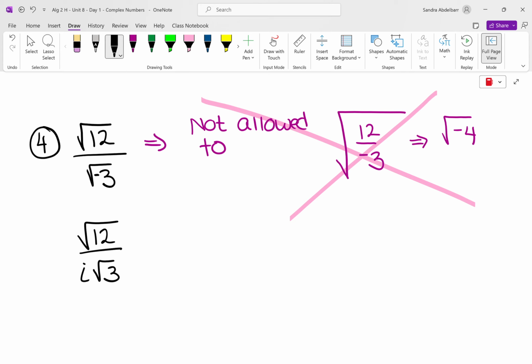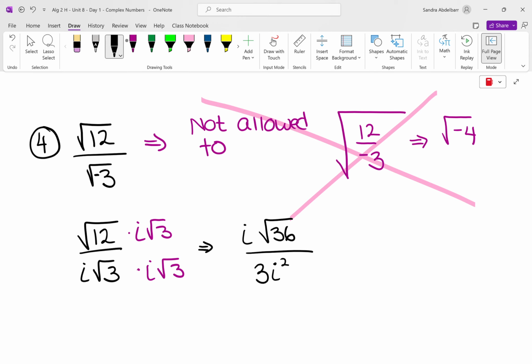But let's say we couldn't do that, all right? Or let's say you didn't realize you can do that. What would you do? Well, now we have to rationalize. But now in the denominator, my issue is not only the i, my issue is the i and the root 3. So what am I going to multiply by? i root 3. So in the denominator, I'm going to get a 3i squared. And in my numerator, I'm going to get an i root 36.